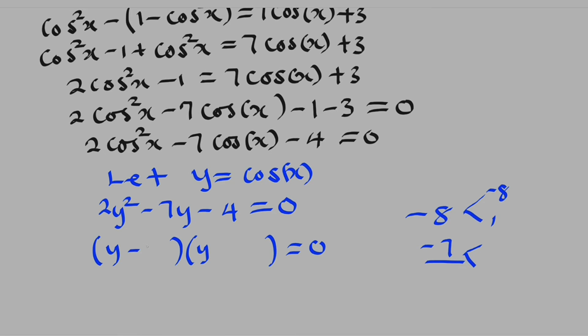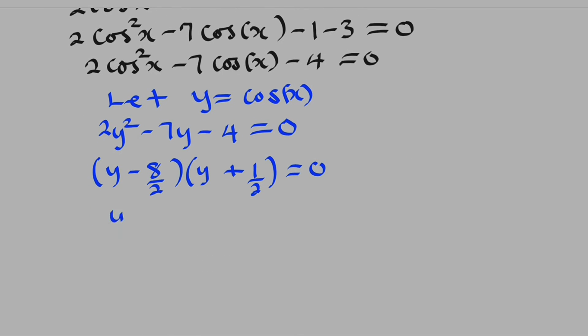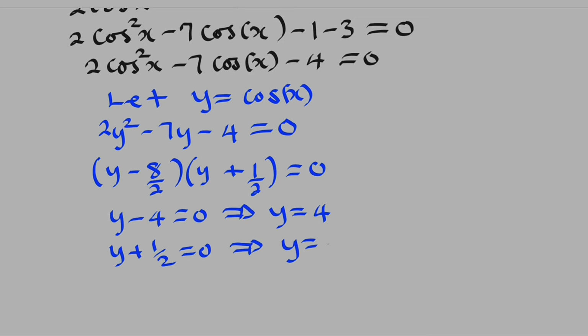So we have negative 8 here. We have positive 1 here. But because of the leading coefficient 2, we are going to divide each by 2. So let us set these factors to be equal to 0. We can see that y minus 4, because 8 divided by 2 is 4, is equal to 0. This implies that y is equal to positive 4, and the other one, y plus 1 over 2 equal to 0. This implies that y is equal to negative 1 over 2.